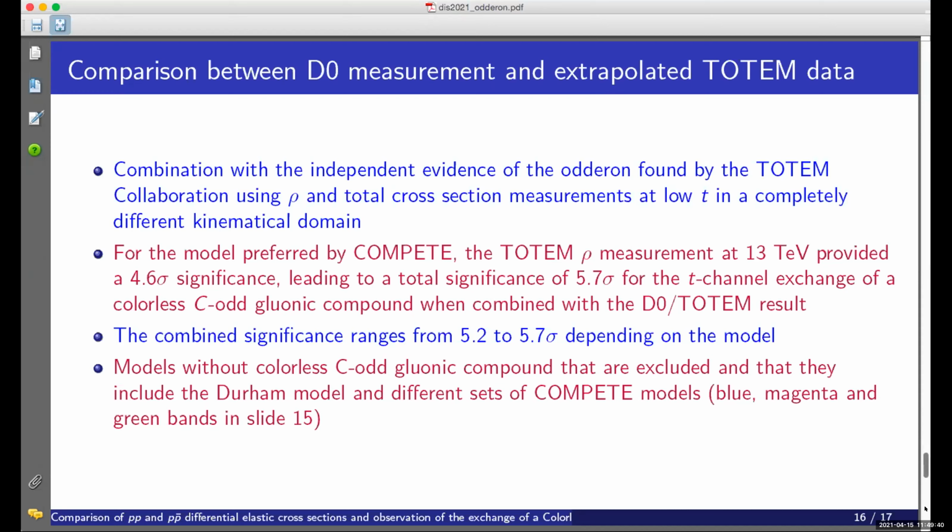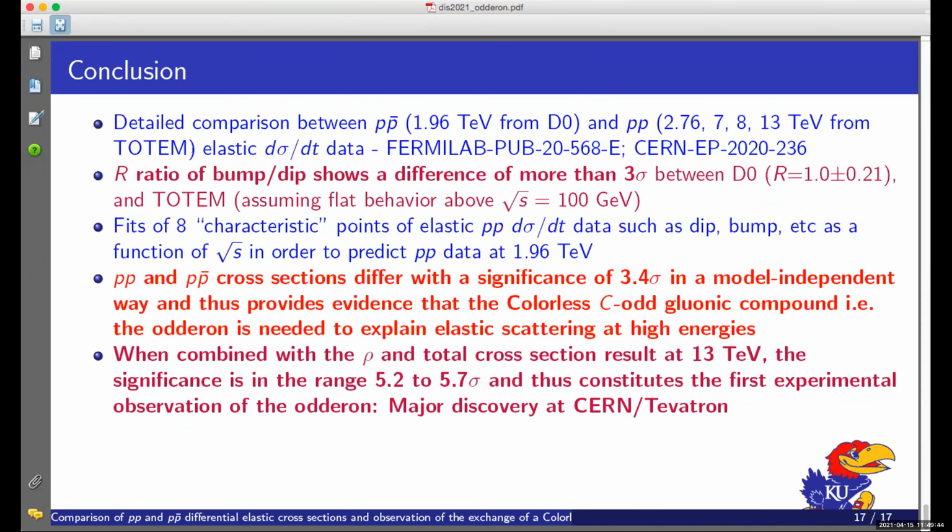So now let me come to the conclusion, because the time is probably over. So for the first time, we studied the comparison between pp-bar and pp elastic data. The first comparison was to measure the ratio of the bump over dip, which shows already a difference with more than 3 sigma. Then we fitted 8 characteristic points of elastic pp data so that we can make predictions on elastic pp data at 1.96 TeV. When we compare both cross sections, they differ with a significance of 3.4 sigma in a model-independent way.